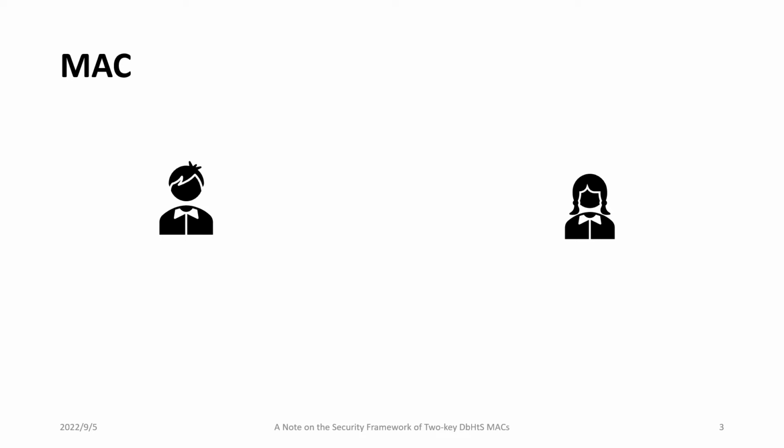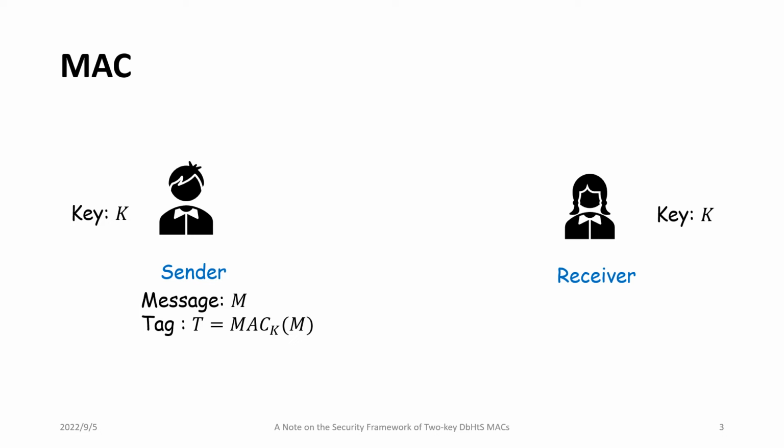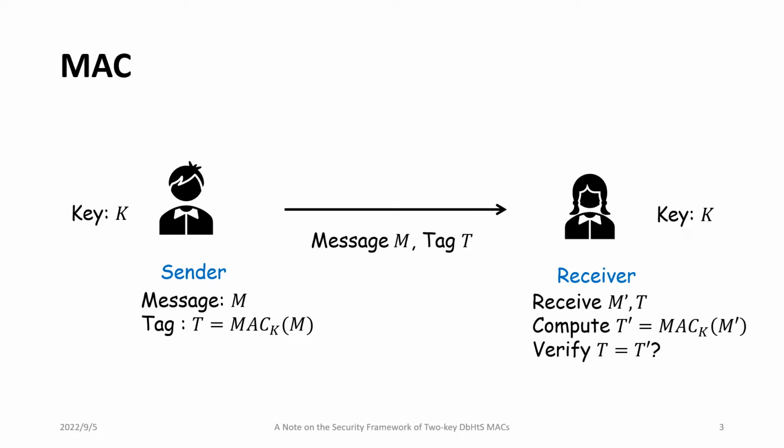Let's see how MAC works. There is a sender and a receiver. They share a secret key. If the sender wants to send a message to the receiver, he firstly computes the tag of the message by the MAC function, which is keyed by the secret key. And then he sends the message and its tag to the receiver. The receiver receives the message and the tag.